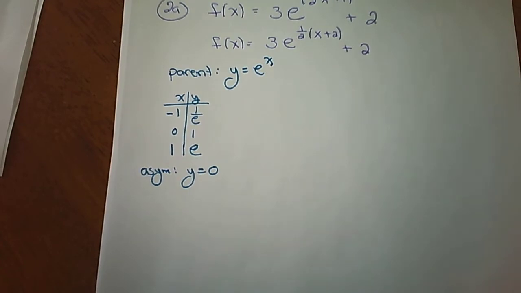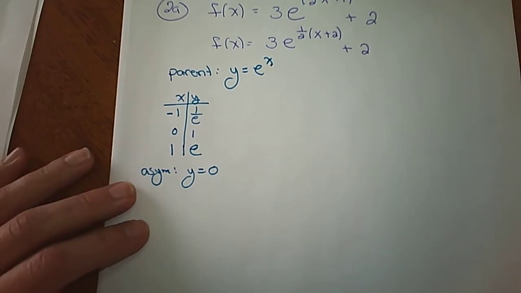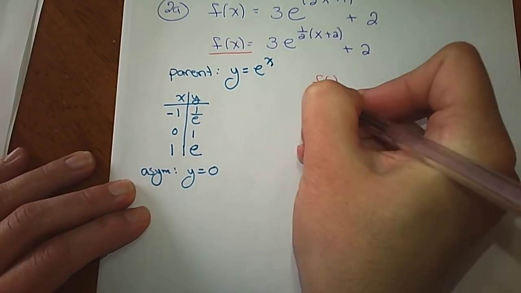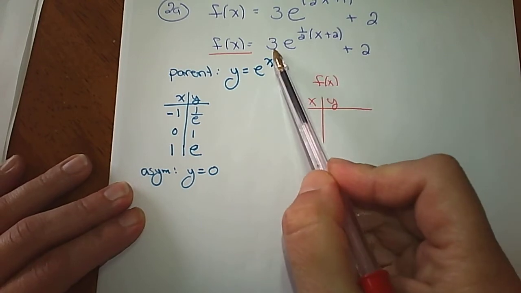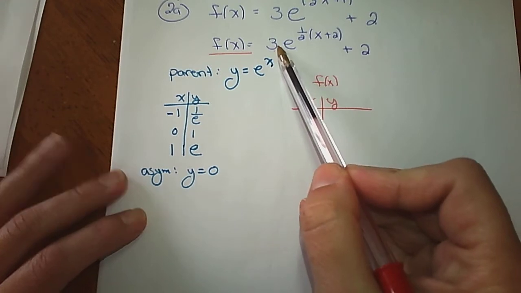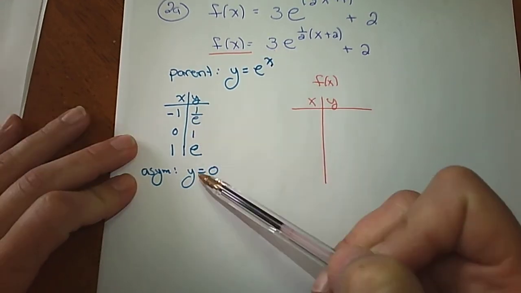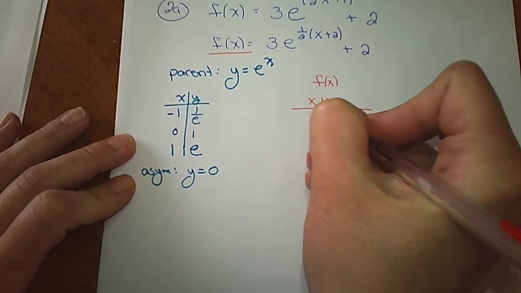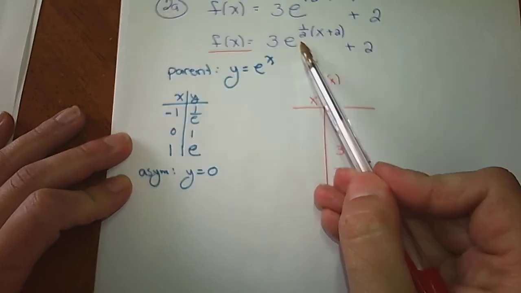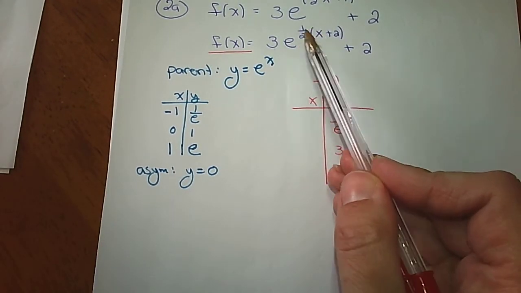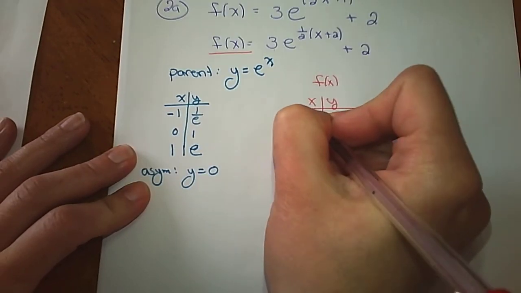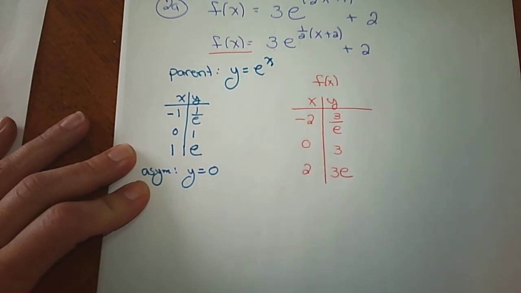All right, so now I'm going to make my xy chart for f of x. Start at the beginning, work like you're reading a sentence, left to right. So start with 3. 3 out in front means I'm multiplying everything down the y column by 3. So that's 3 over e, 3, 3e. Next, see a half in front of the x? That means I'm going to multiply my x's by 2. So it's negative 2, 0, 2.